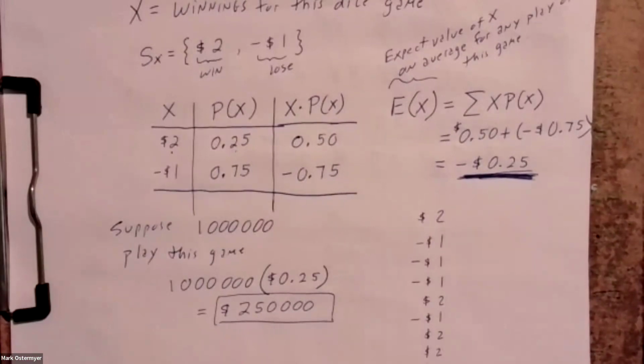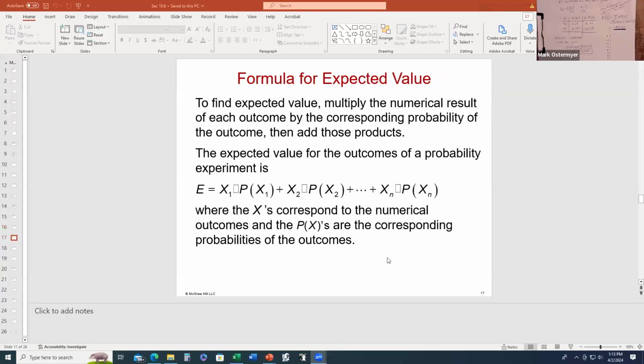Let's go back here. All right, so expected value is computed by taking the value of a random variable, and multiplying by its probability of it assuming that value, and then adding all these products up. There should be multiplications in between these. This should be x sub 1 times p of x sub 1, x sub 2 times p of x sub 2 plus dot, dot, dot, x sub n times p of x sub n. Okay? Those should be multiplications there.